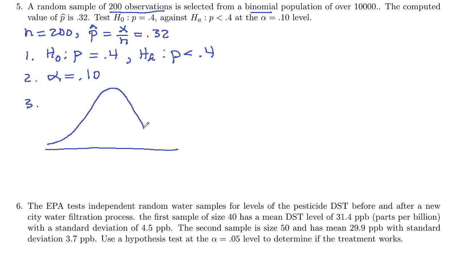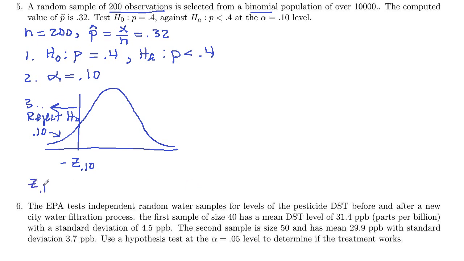So here's our z distribution. This is a lower tail test, so our rejection region is going to be on the left here. And then this area here is equal to 0.10. So then our z down here, so z 0.10 would be for right tail. This is negative z 0.10.